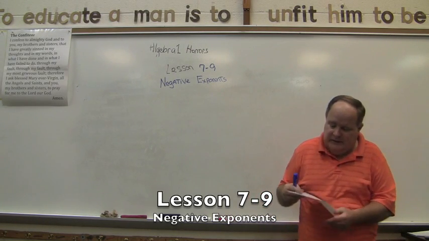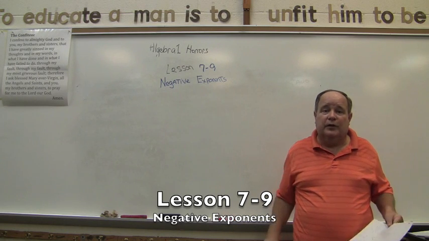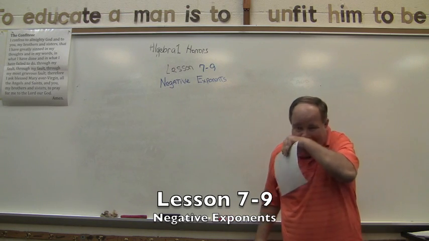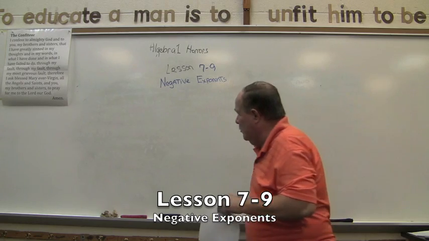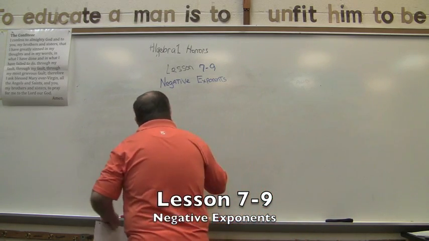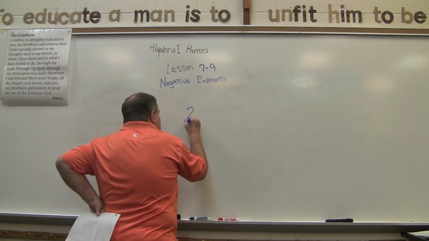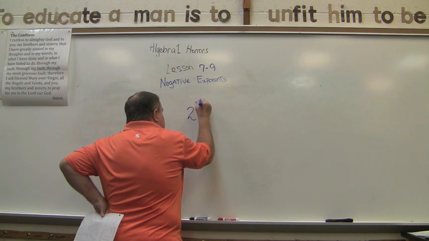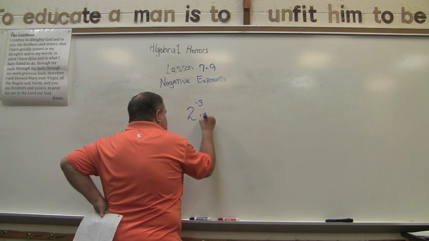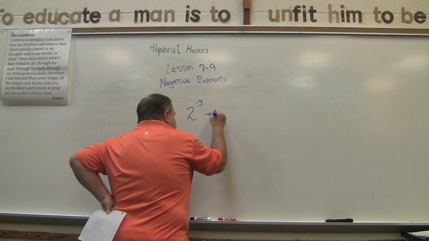This is lesson 7-9, which deals with negative exponents. Now what are we talking about when we say a negative exponent? We're talking about a number that looks something like this: 2 to the negative third power. That's what's called a negative exponent.